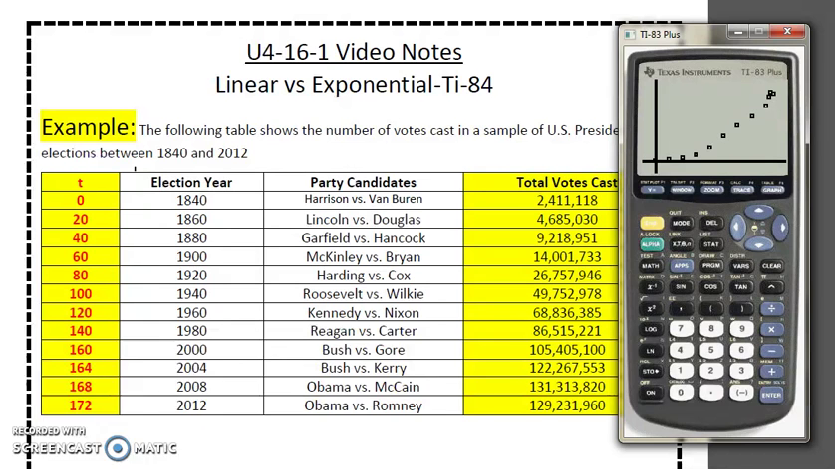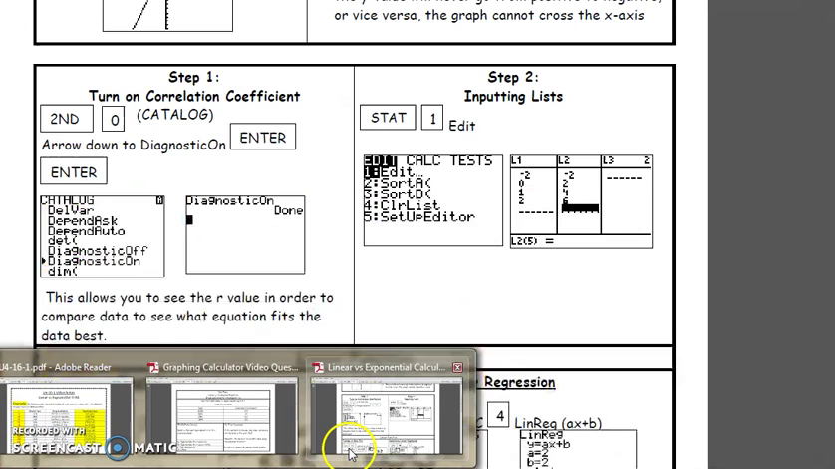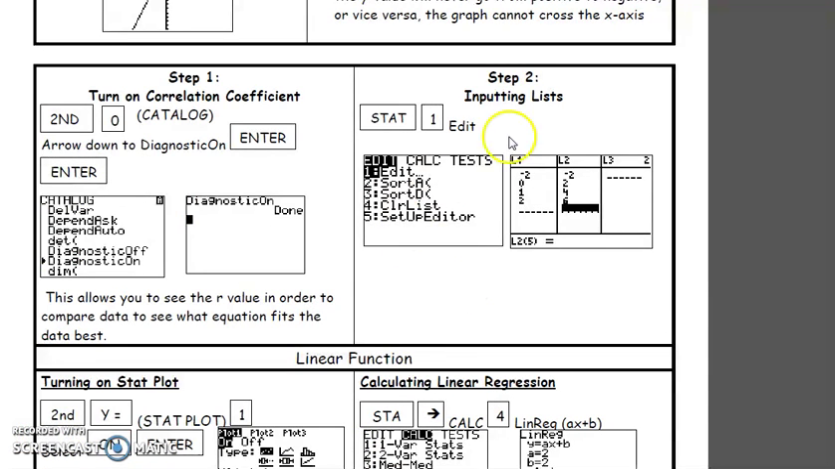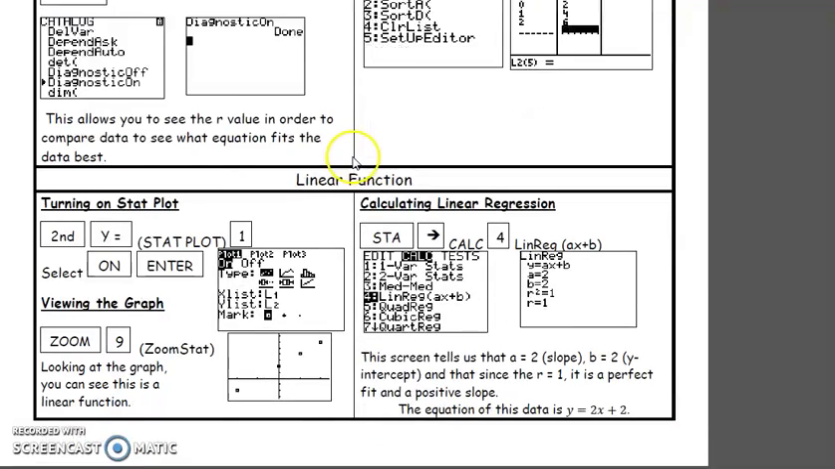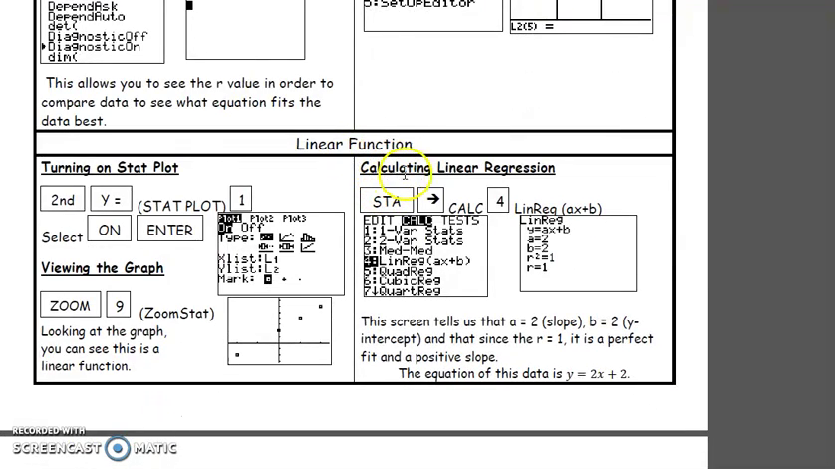So let's go back to our calculator directions, which are right here. I've already input the list. You know how to do that. We need to calculate the linear regression. This is where we are right here. I've turned the stat plot on. I've looked at my graph to see if it looks like it's linear or exponential, but I need a little bit more information to do that.